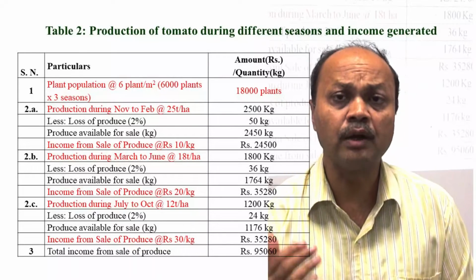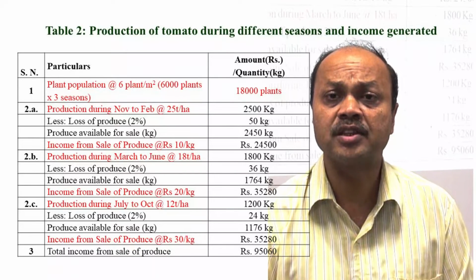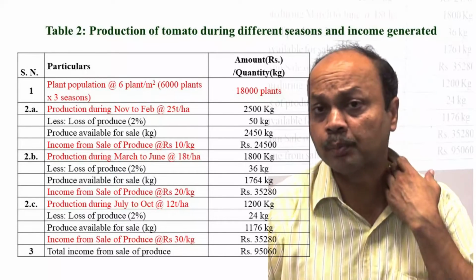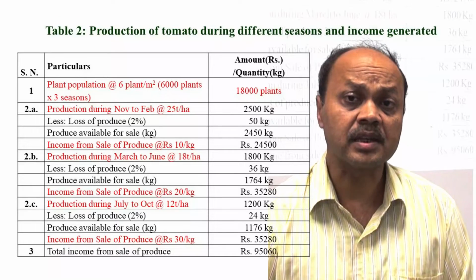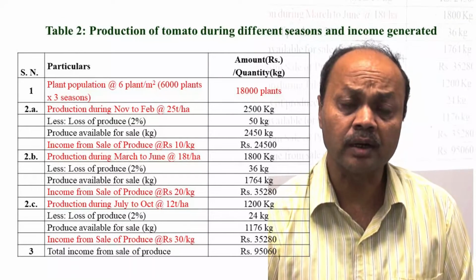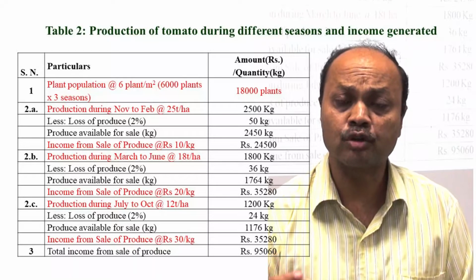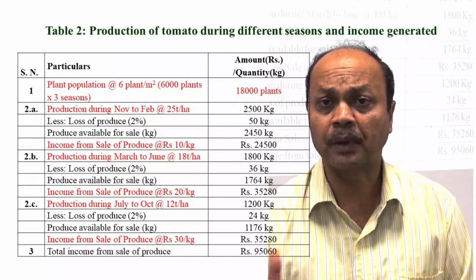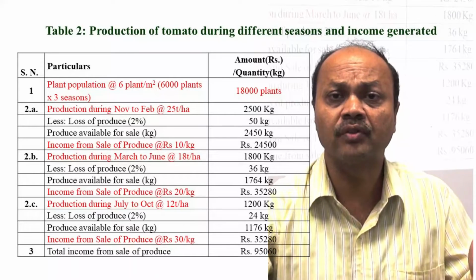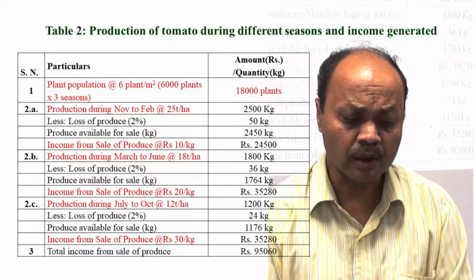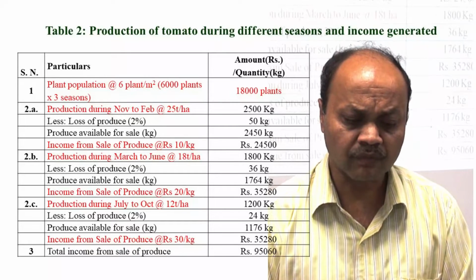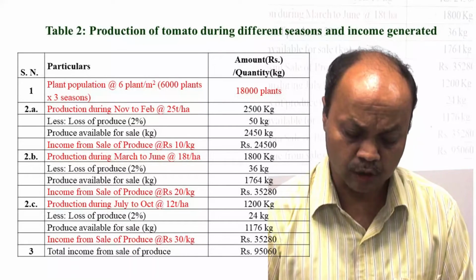But during Kharif the yield will be lower, because mortality is there and late blight is a problem, so a lot of challenges are there in the cultivation of tomato during Kharif season. So we have taken the yield as 20 tons. But in Kharif, because that is off season, price realization is high, so we consider the average price during the harvesting period as 30 rupees per kg, and based on that the total income from the produce is 95,060 rupees.